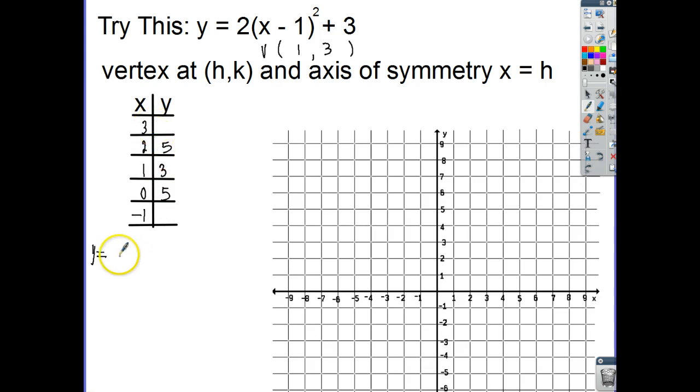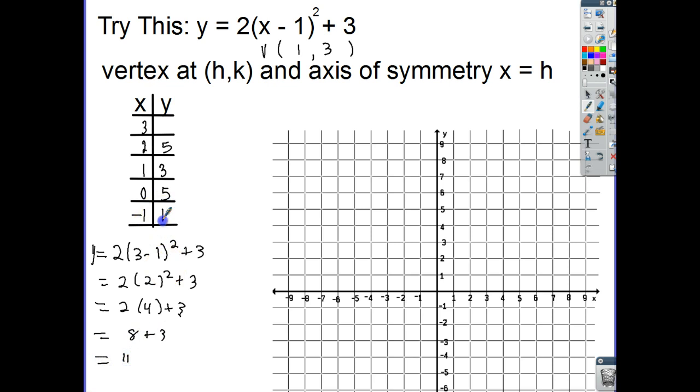Okay, let's plug in 3. So we have 2 times (3 minus 1) squared plus 3. 3 minus 1 is 2. Following order of operations, 2 squared is 4. 2 times 4 is 8, plus 3. We get 11. 11 goes here, also up here.